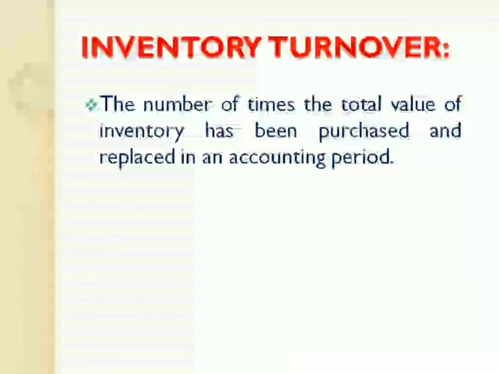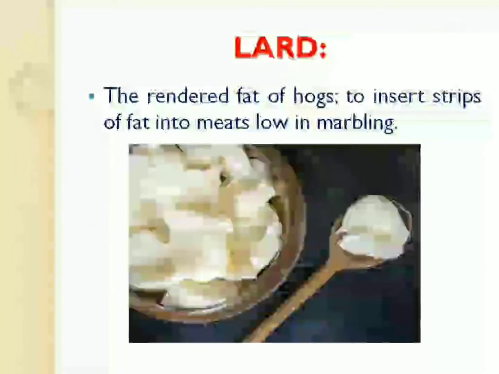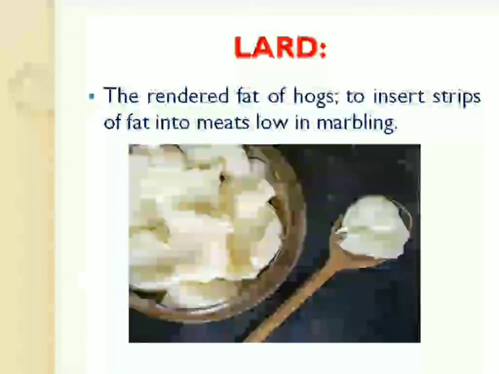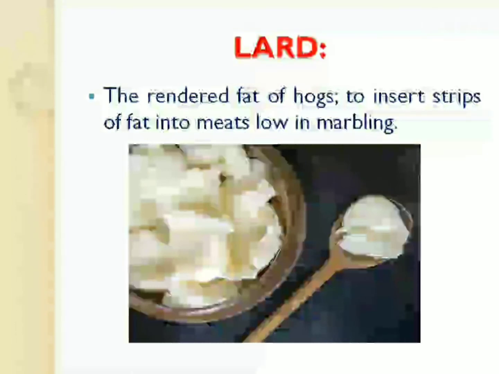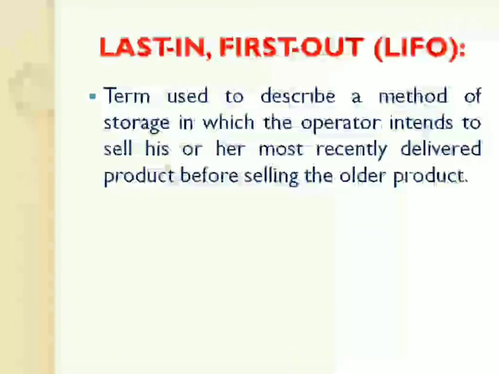So how many times a dish or an item is purchased and used or replaced, that is known as inventory turnover. Then next is lard. Lard is basically a semi-solid white fat product obtained by rendering the fatty tissue of the pig. Lard can be rendered by steaming, boiling or dry heat. Lard is basically the fat of a hog.